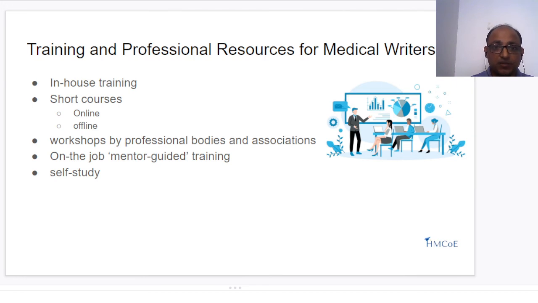To develop this kind of skill, you need to undergo certain kind of training, and you have to visit various professional resources to develop and enhance your skills. You can get in-house training in whatever institute or organization you are currently in. They will be able to provide you some kind of training and knowledge on these medical writing aspects. Apart from this, you can go for certain short courses.